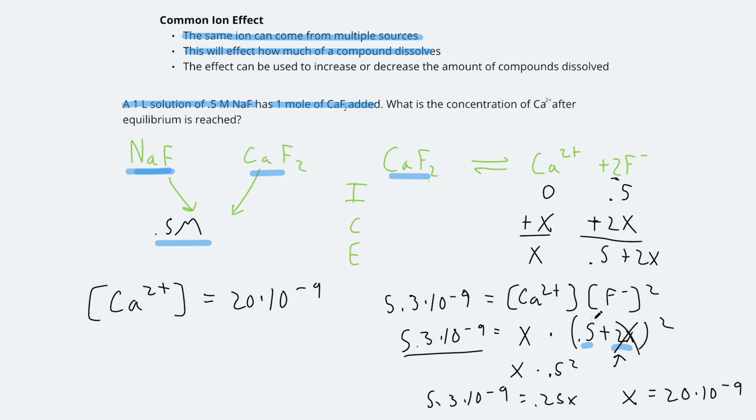And then remember how our fluoride ions, we already started with 0.5. And notice how tiny that value is for x. So our fluoride ion concentration is still just equal to basically 0.5.